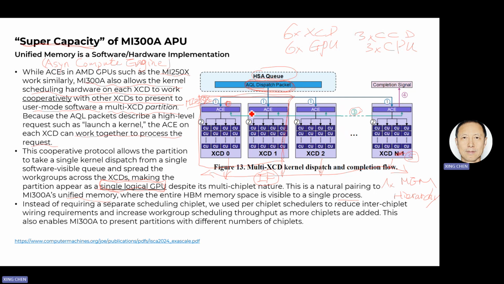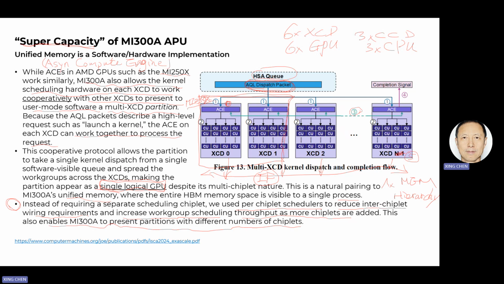Okay, now the other part. In the design of this MI300A, they don't put just a single ACE for these 6 XCDs. They put 6 ACEs. This means that it uses a per-chiplet scheduler to reduce inter-chiplet varying requirements and increase work group scheduling throughput. As you have more chiplets, you are going to have more ACEs. This says that the ACE can be scaled out. This also enables MI300A to present partitions with different numbers of chiplets.